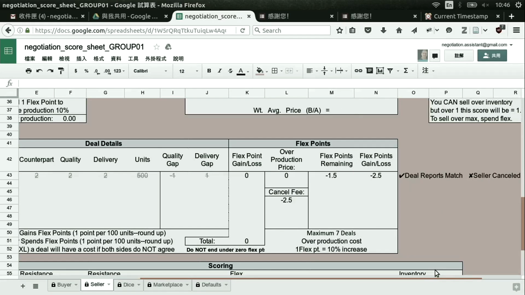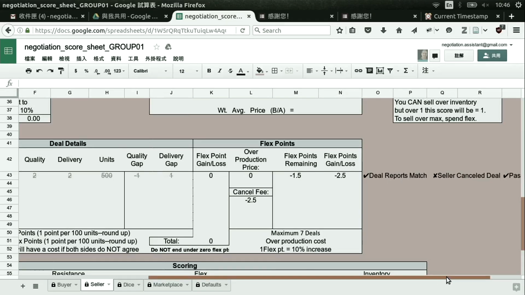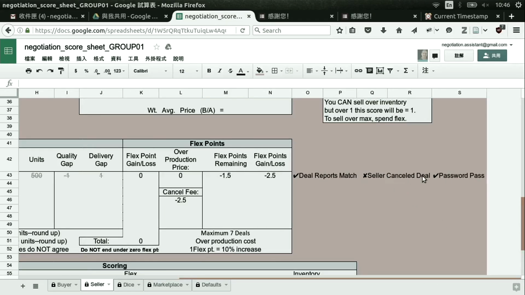You can also see that the deal reports match. That was the original matching. But then there's another message here, seller canceled deal, because I'm group 1. In this example, I'm a seller. I canceled the deal, so seller canceled deal. Password passed, that means the cancel password worked. So you cannot cheat and cancel another group's deal. That would be cheating. You need a password. So be careful. Keep your password secret.